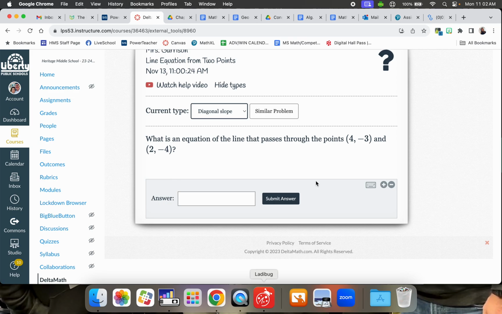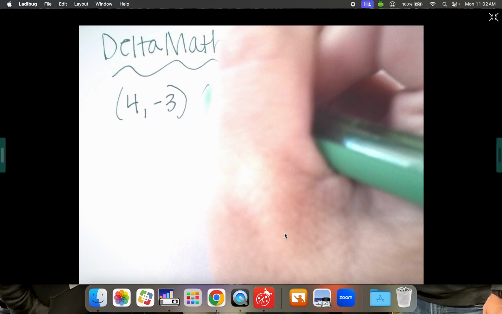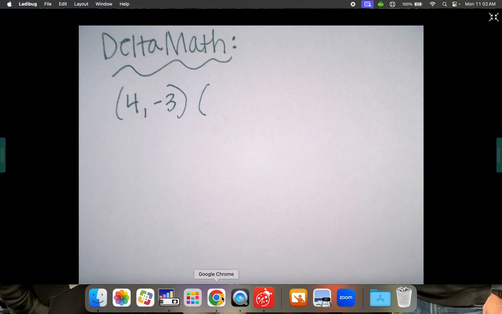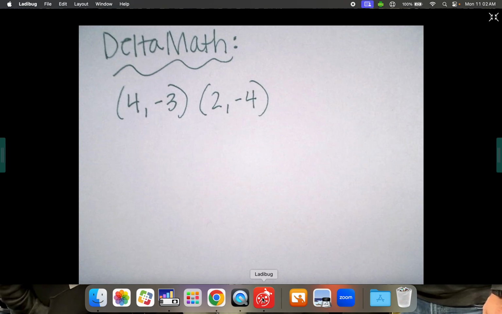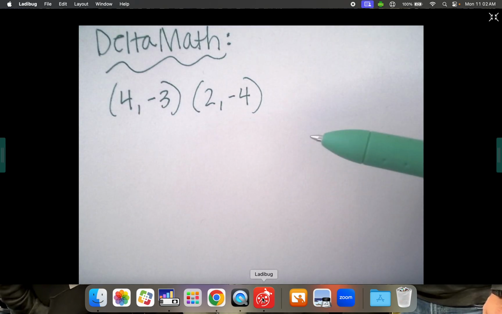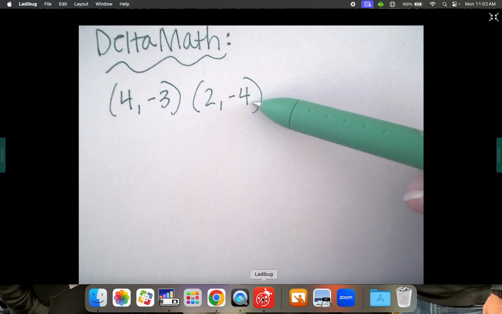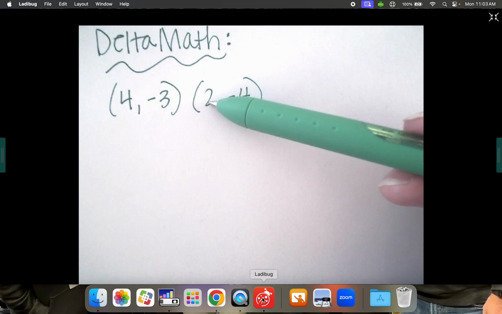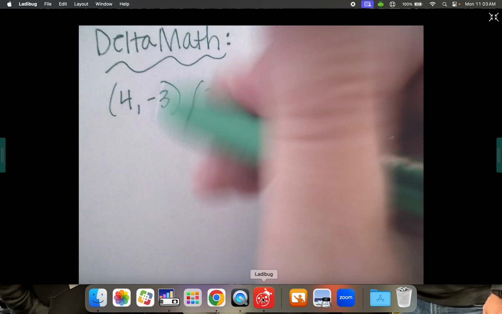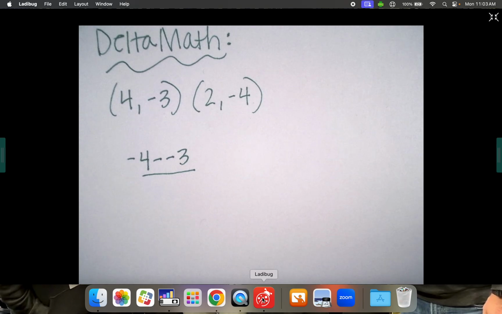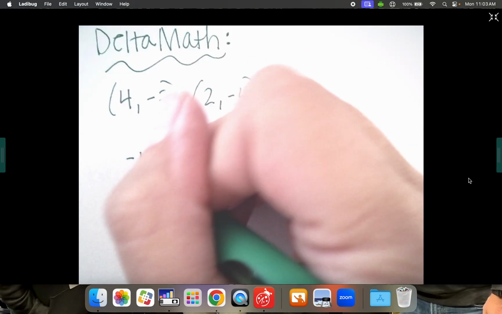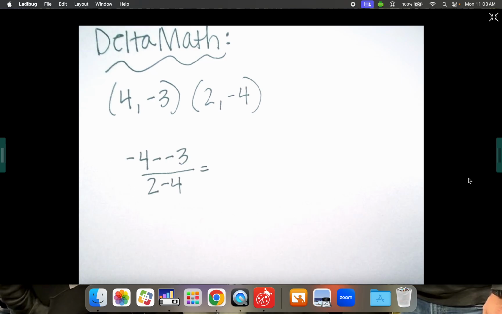So I'm going to take my scratch paper and write down (4, -3), and I'm going to write down, I already forgot what the other one was. It is (2, -4). We learned this in lesson 5.3, but in case you forgot, first thing you're going to have to do is calculate the slope: y2 minus y1 over x2 minus x1. So -4 minus -3 is y2 minus y1, and 2 minus 4 is x2 minus x1.